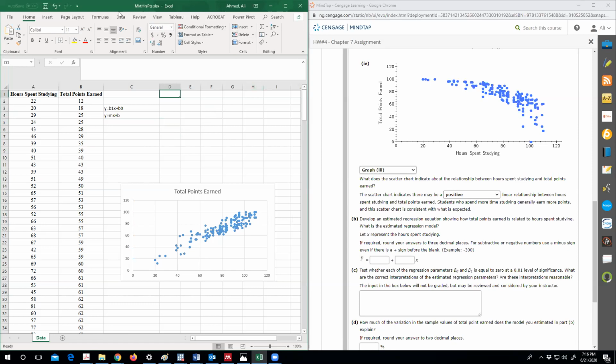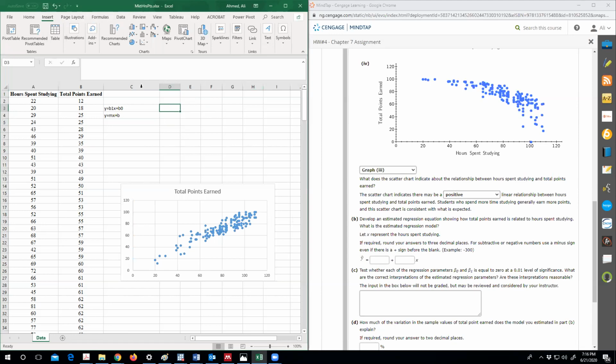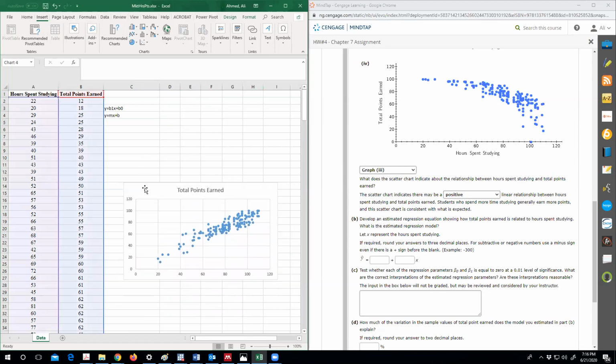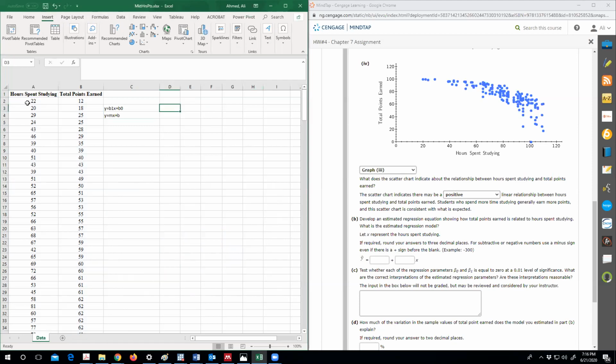In Excel, we can apply... So first let's learn how to apply regression in Excel. So we have two variables, X and Y.